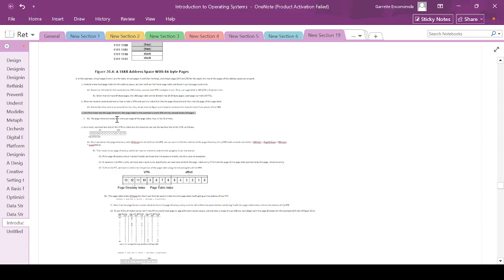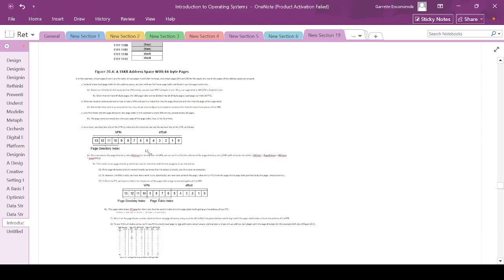To index this page directory, we use the knowledge that for the 256 entries, we will need 16 pages of the page table. So the page directory needs one entry per page of the page table. Thus, it has 16 entries. As a result, we need 4 bits of the VPN to index into the directory. We use the top 4 bits of the VPN as follows.